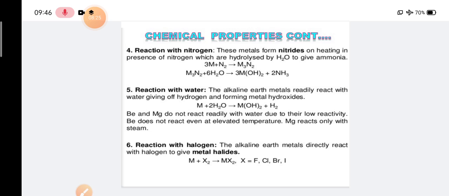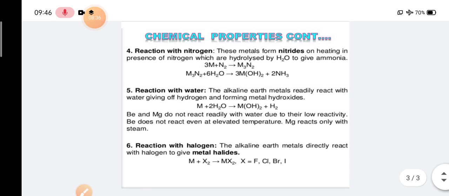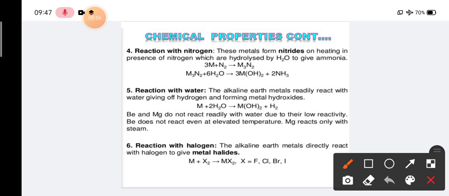I have already discussed it in the alkali metals part as well, but I will be repeating myself here. Whenever hot water or cold water, it doesn't matter, is reacted with metals, it will only form a metal hydroxide. But if steam, that is water vapor, is reacted with metals, it will form metal oxide only.